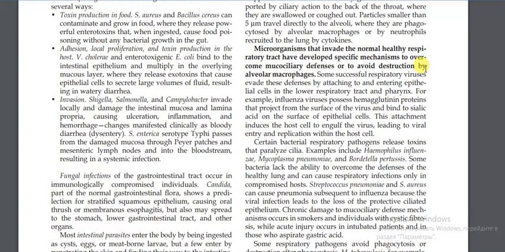So, some successful respiratory viruses evade these defenses by attaching to and entering epithelial cells in the lower respiratory tract and pharynx. For example, some influenza viruses possess hemagglutinin proteins that project from the surface of the virus and bind to sialic acid on the surface of epithelial cells. This attachment induces the host cell to engulf the virus, leading to viral entry and replication within the host cell. So that's how viral infection is especially dangerous.